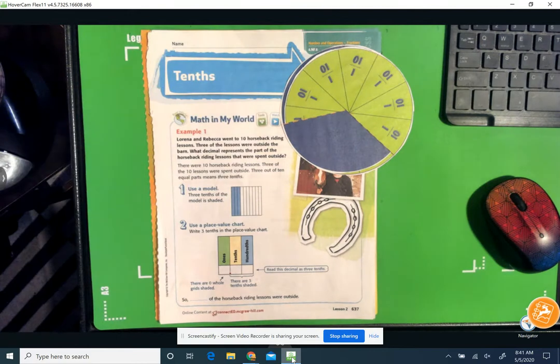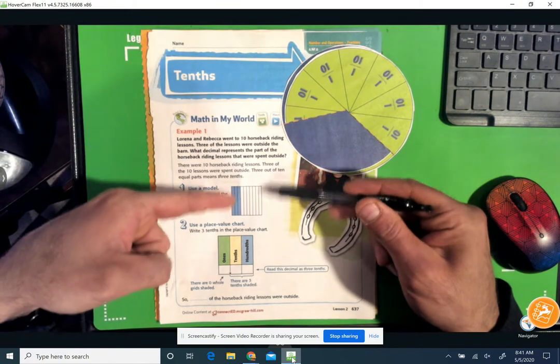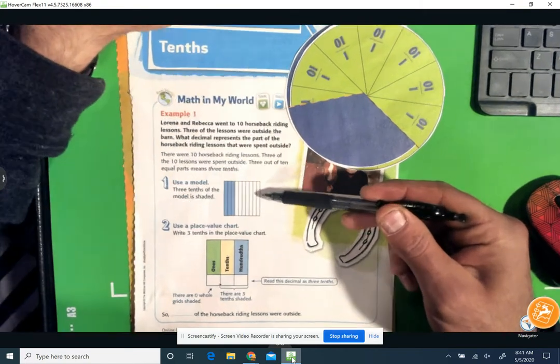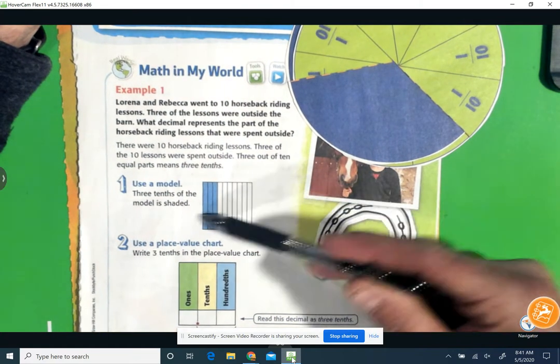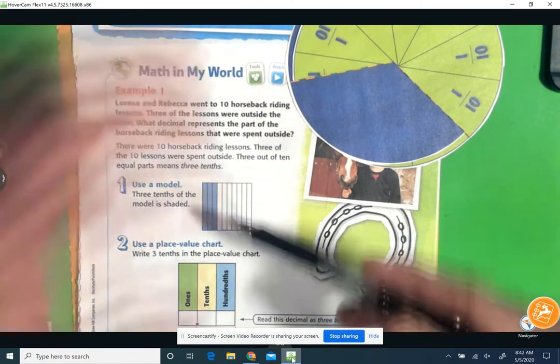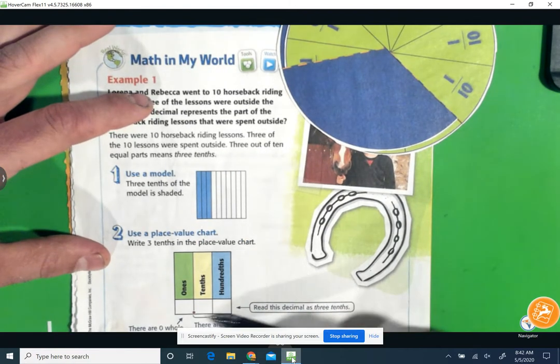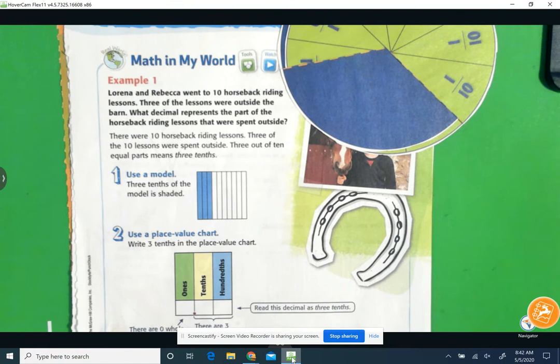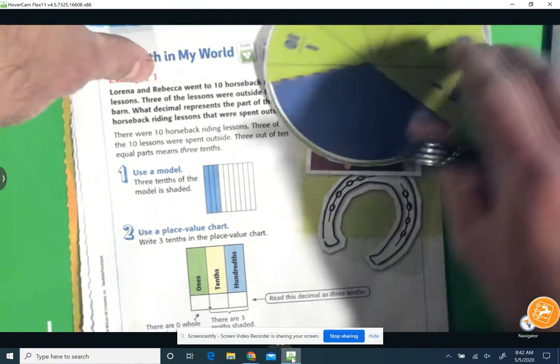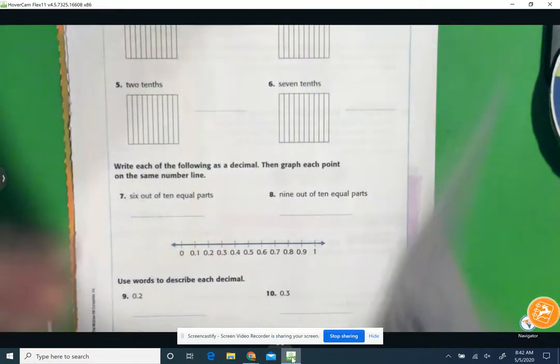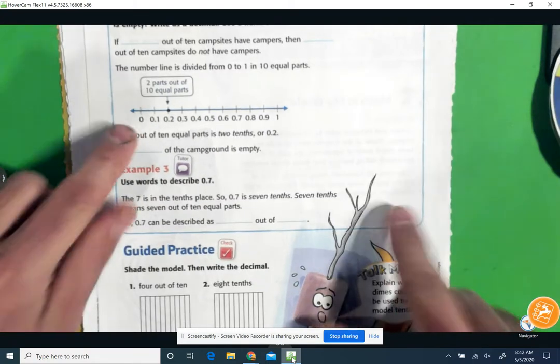And we're going to be looking at decimals by using grids like this that have a total of 10 bars, and some of them are going to be shaded, and we need to name the fraction or the decimal. We'll also be using and looking at place value charts as a way to represent decimals. And we will also be looking at number lines.